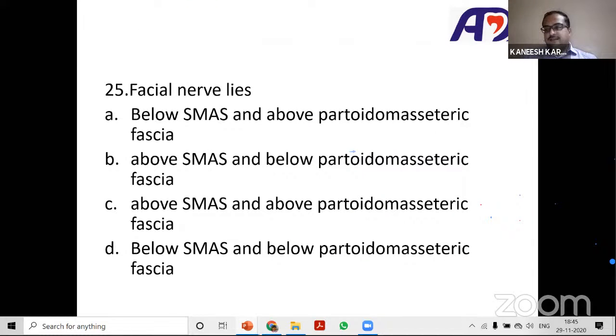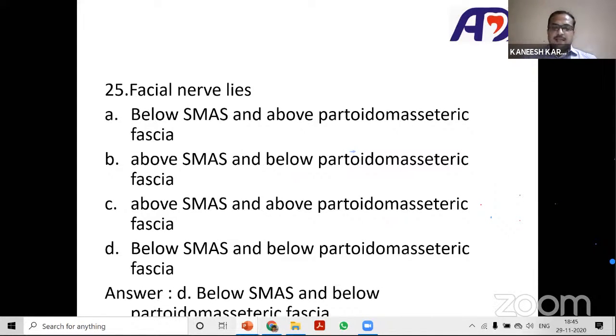Facial nerve lies. Yeah, correct. The answer is below SMAS and below the parotidomasseteric fascia.